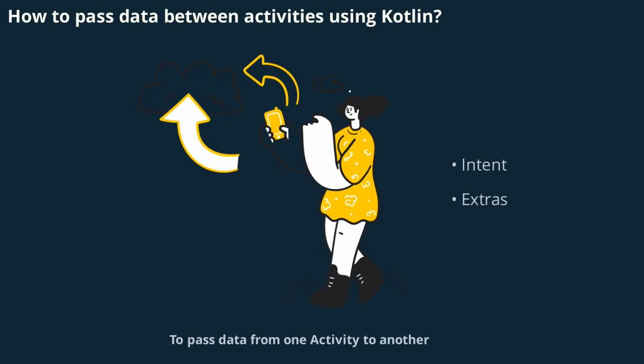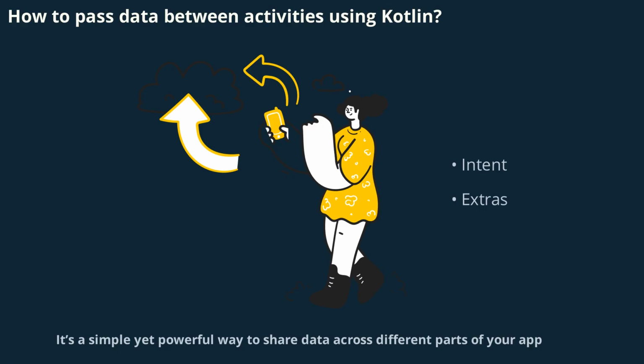To pass data from one activity to another, you use intents with extras, key-value pairs bundled with the intent. This allows you to send information like a user's name or age to another screen. It's a simple yet powerful way to share data across different parts of your app, making your applications interactive and dynamic.